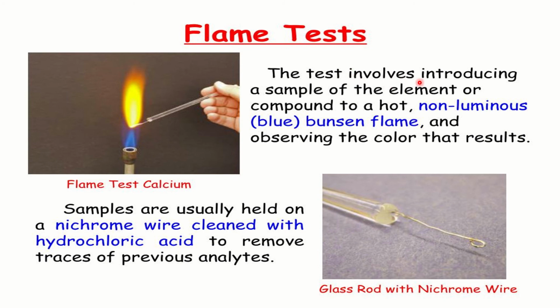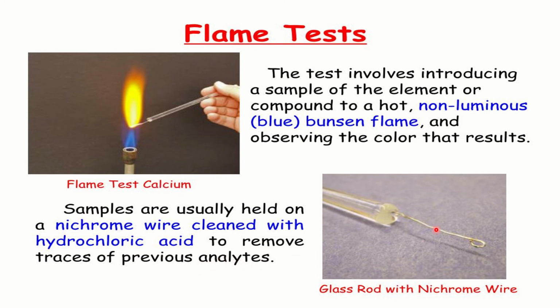The test involves introducing a sample of the element or compound to a hot non-luminous blue Bunsen flame and observing the color that results. Here it produces golden yellow color. Samples are usually held on a nichrome wire cleaned with hydrochloric acid to remove traces of previous analytes.